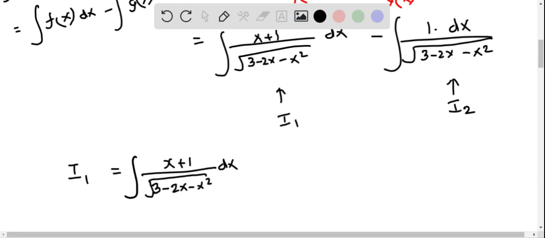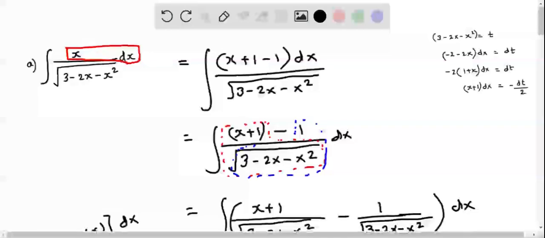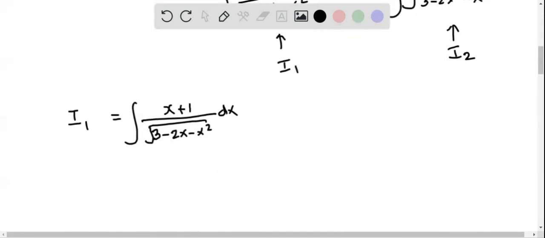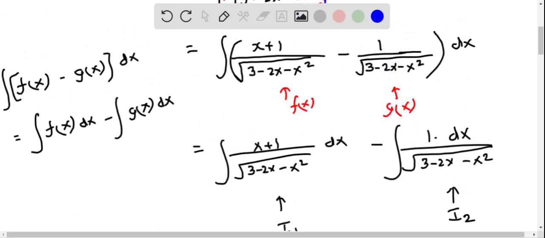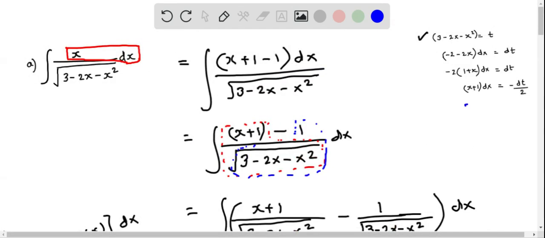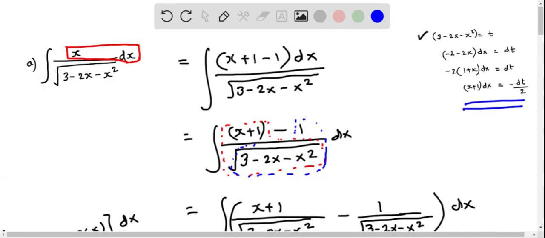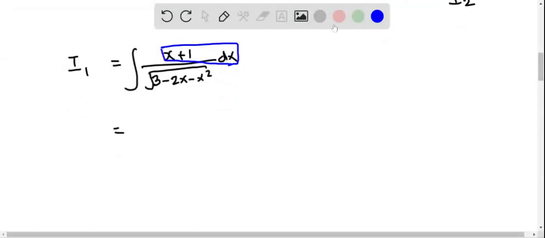We have already done the substitution, that is 3 minus 2x minus x squared equals t. I'm going to make use of the substitution only for the integral I1, and when I do that, we can also see that we have this factor x plus 1 times dx. So this could be replaced by negative dt by 2, which I'm going to do.